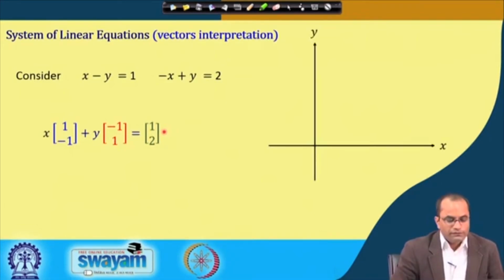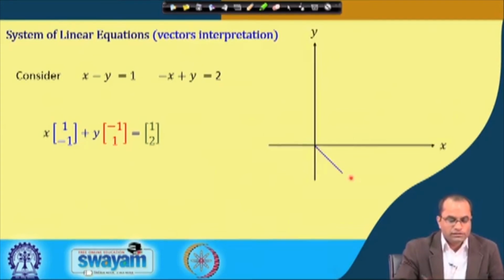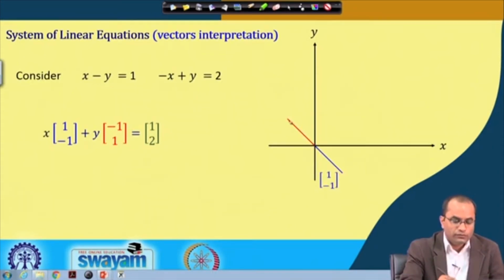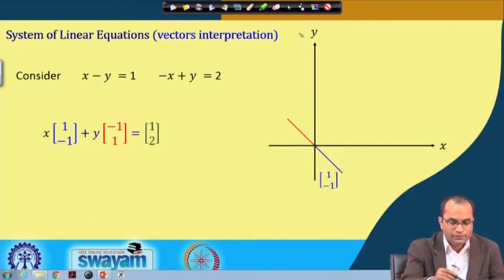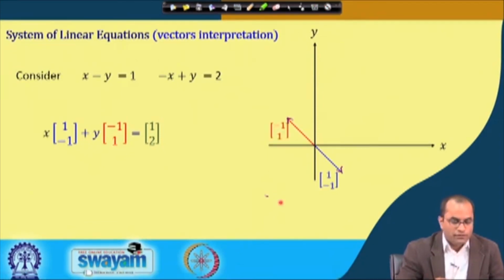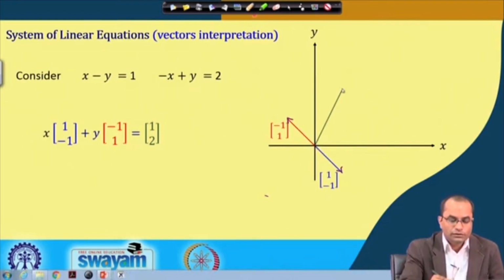So, similar to the previous case, let us draw this vector here, (1, minus 1). So, this is the vector (1, minus 1), and then the other vector here we have is (minus 1, 1). So, these two vectors, and the third vector is (1, 2). This is the third vector.